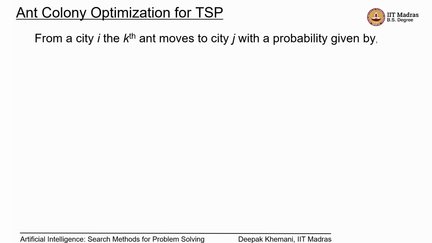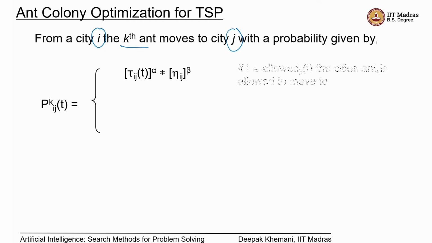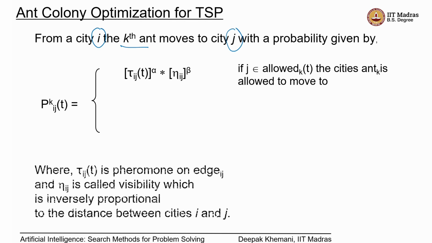So let's look at how this greedy tour is constructed. Let's say we are talking about the kth ant, and it is going from city i to city j. Essentially, will it move from city i to city j? We said that we'll do this in a greedy stochastic fashion, and we do it with a probability which is given as follows. So the probability is the probability of the kth ant moving from city i to city j at some point t. It's governed by two factors.